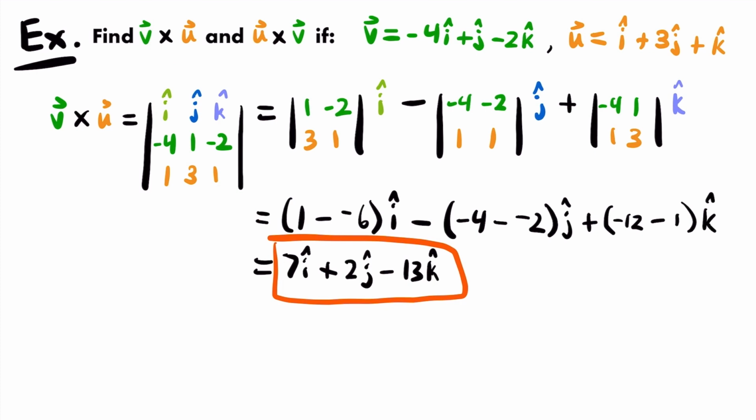So a quick trick that you could do here is just negate each of these terms, and that will give you the reverse of that cross product. Okay, so u cross v would be -7i minus 2j plus 13k.